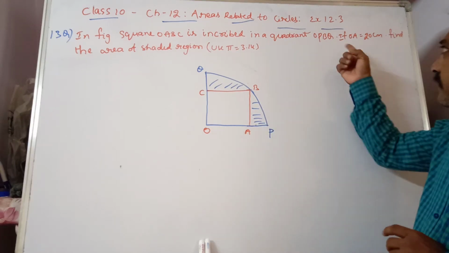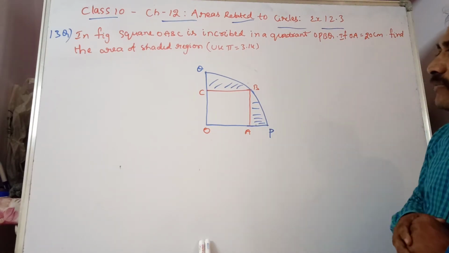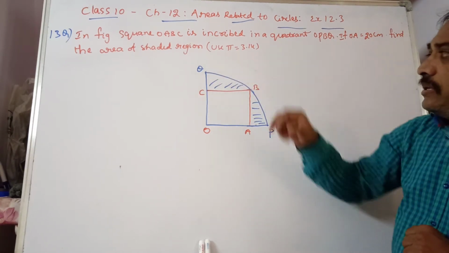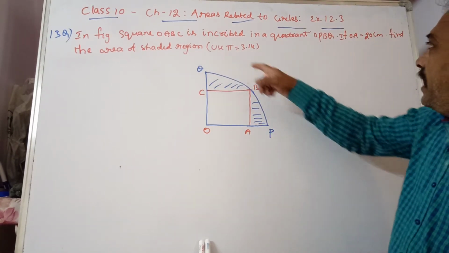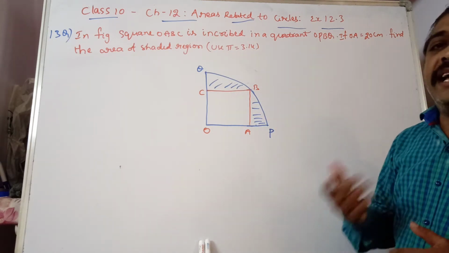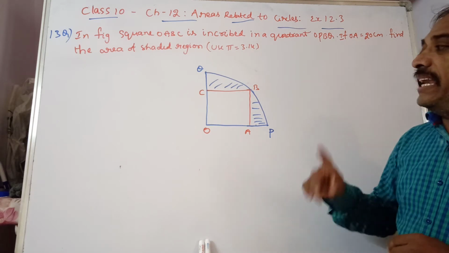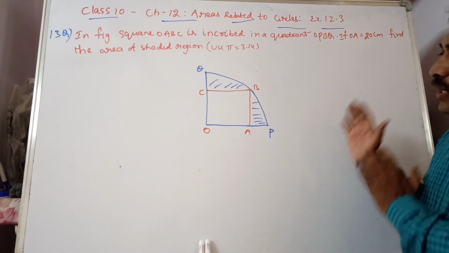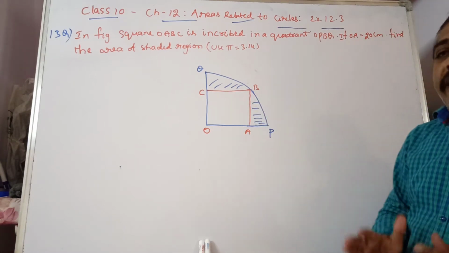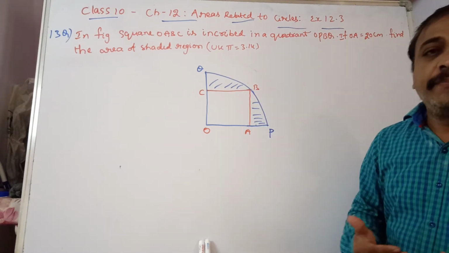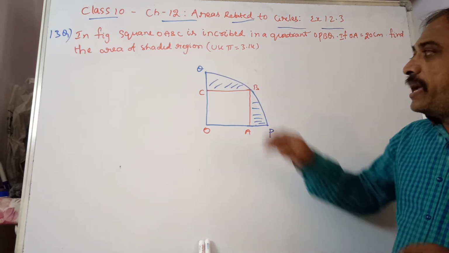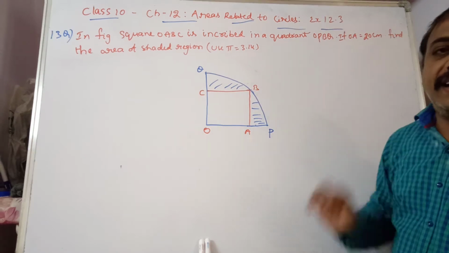The side of the square is given. And what about the quadrant? OPBQ is a quadrant. If you know the radius, then it is easy to find out. Find the area of the quadrant, then subtract the area of the square from it. Then you will get the area of the shaded region.